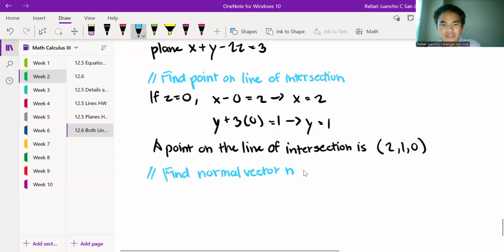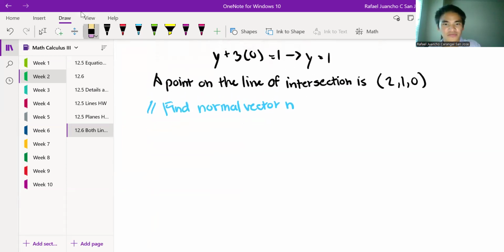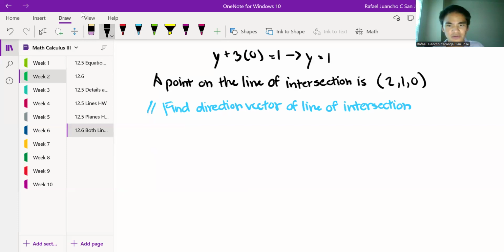Apparently, the next thing we want to do before finding a normal vector n is find a direction vector, a vector that's parallel to that line of intersection. So we want to do that. How are we going to do that? We find the direction vector by taking the cross product of the normal vectors of the two given planes.